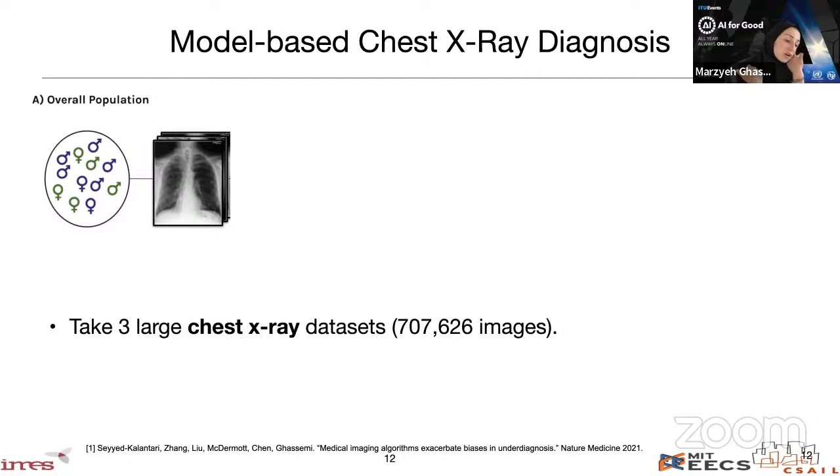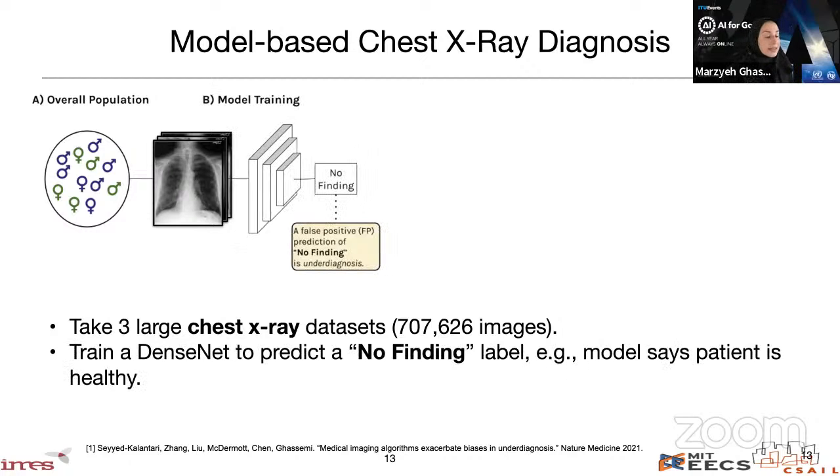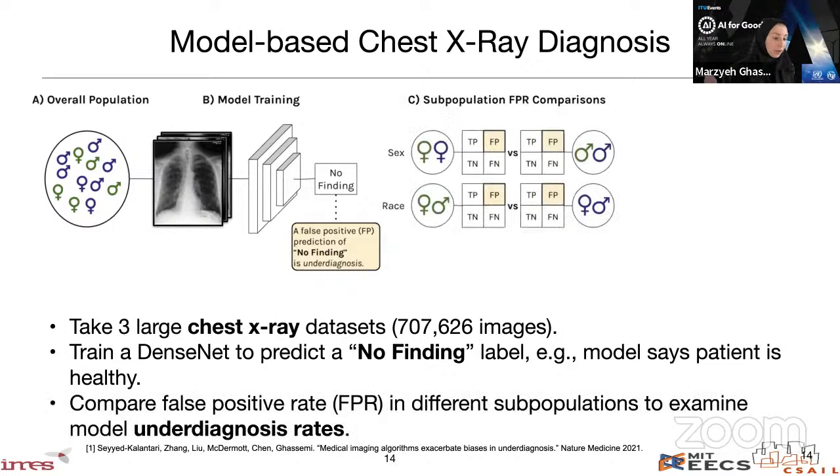So we took the 3 largest chest X-ray data sets that are publicly available. That's over 700,000 images, good sample size. We trained a DenseNet, that's a kind of convolutional neural network, to predict a no finding label. That means the model says the patient is healthy. And then we're going to compare the false positive rate in different subpopulations.